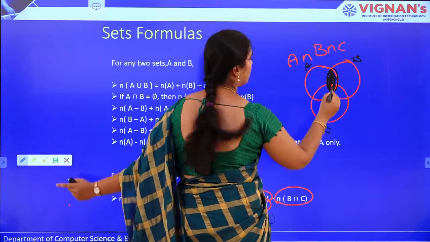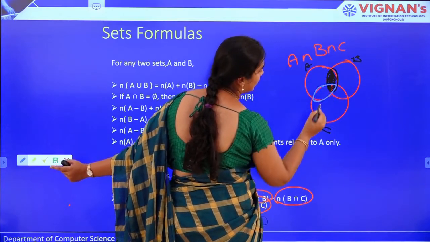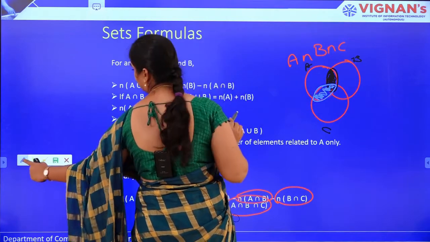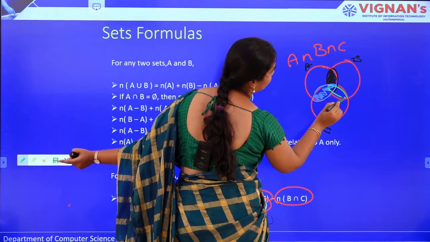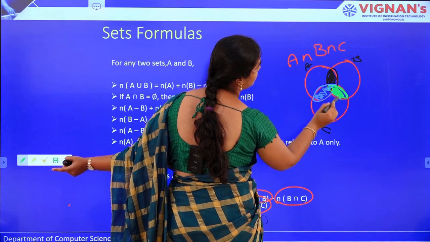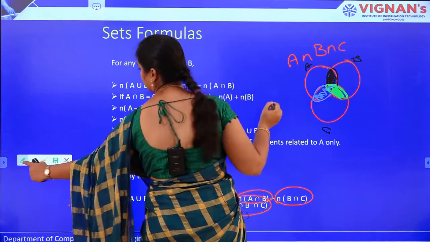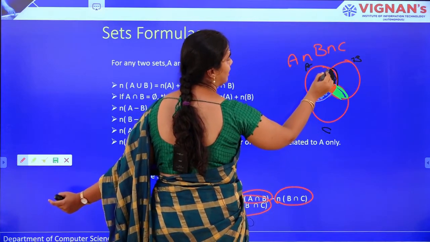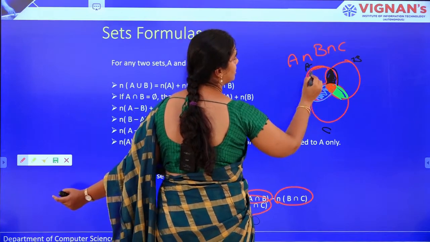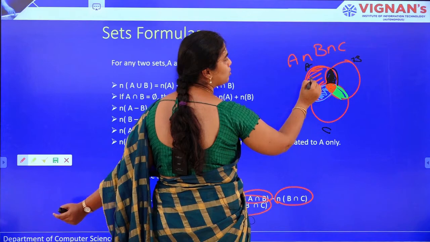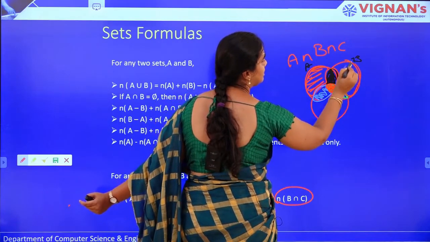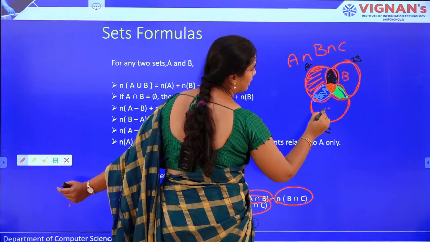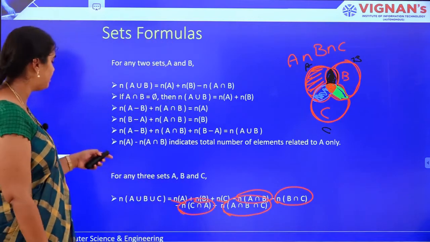Next, this area represents A intersection C. See this area, whatever area is common over here, represents A intersection C. And this area, if you see over here, represents B intersection C. The common part of all these represents A intersection B intersection C. The elements present over here represent only the elements of A, the elements present in this set represent only the elements of B, and the elements present in this set represent only the elements of C. I think it is clear till now.